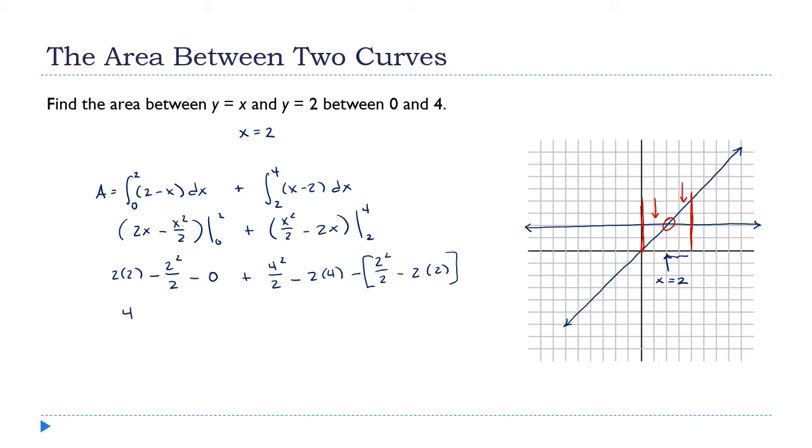So this is 4, minus 2 squared over 2, that's 4 over 2, so that's minus 2, plus 4 squared over 2, that's 16 over 2, that's 8, minus 8, minus 2 squared over 2 is 2, minus 4. All right, so 8 minus 8, let's just let those cancel, that's 0. 4 minus 2 is 2, minus 2, and we end up with 4. That is the area between these two curves.